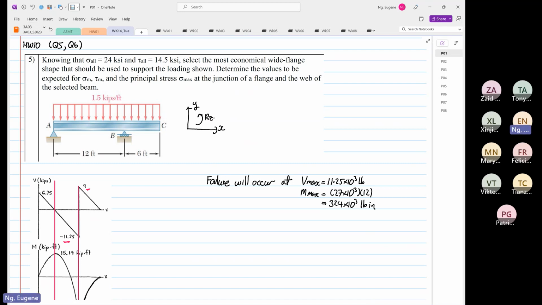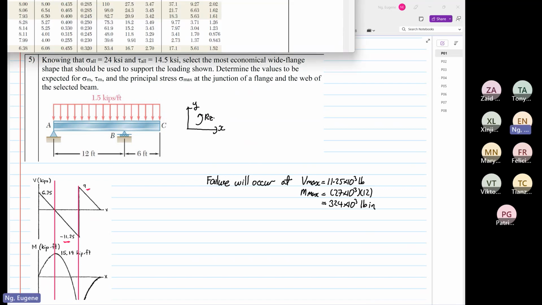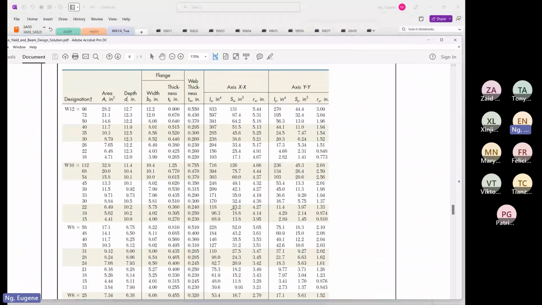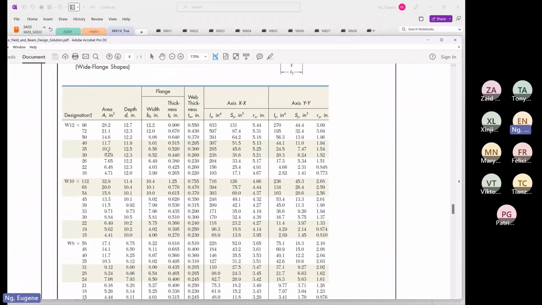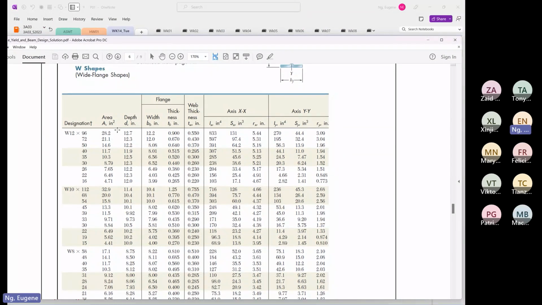So I did attach a table down here. Did I attach a table? I think I did. Yeah. So you look at the table over here, right? We have to pick one of these beams. The most economical, the question says, means the cross-sectional area has to be the smallest. Because this is steel, it sells by weight. The smaller the cross-sectional area, the better it is.